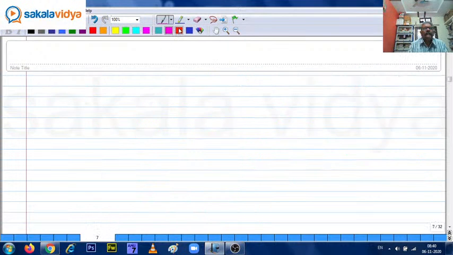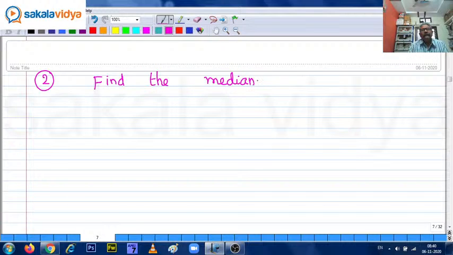Second question. Find the median of 5, 7, 4, 2, 1, 10. Find the median of 5, 7, 4, 2, 1, 10. Okay, try yourself. What do you get now here?